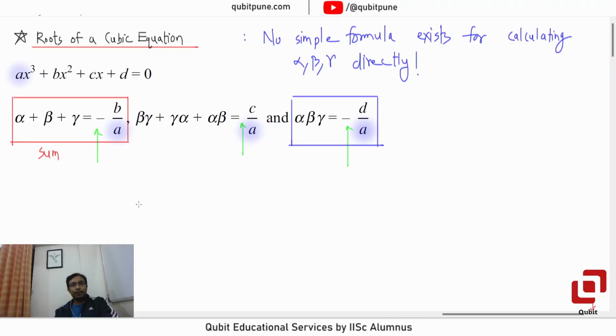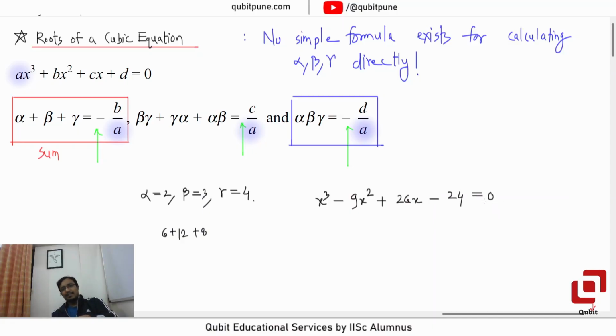Suppose I have to form a cubic equation whose roots are alpha 2, beta 3, and gamma 4. I can directly frame it from this. How? It is x cubed minus the sum of the roots 9x squared plus product of the roots taken 2 at a time, 3 into 2 is 6, 4 into 3 is 12, 2 into 4 is 8, so 26x, and then minus the product of the roots, minus 24.